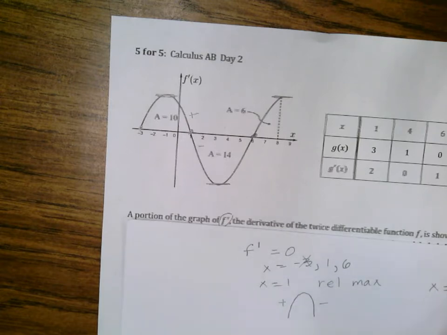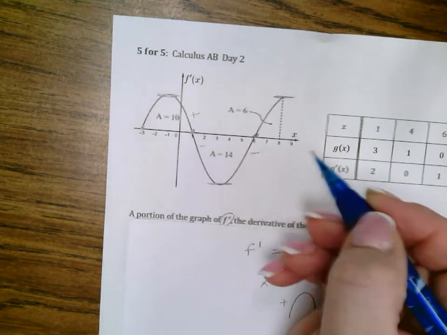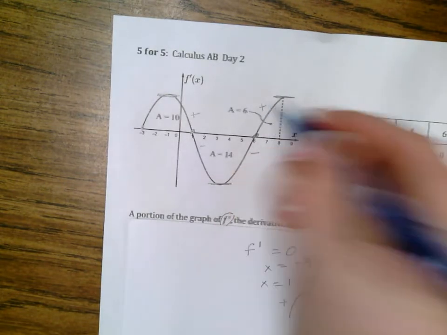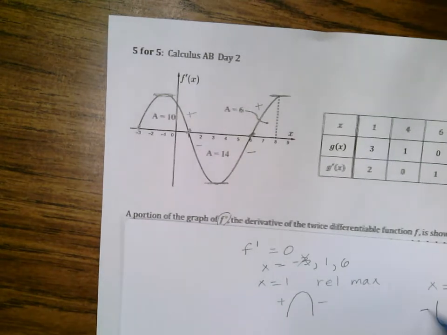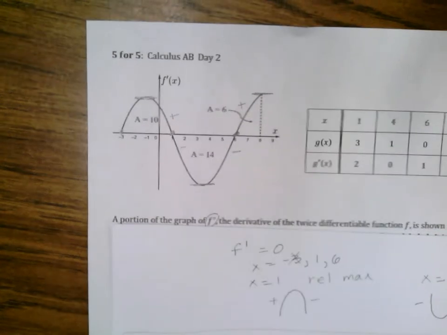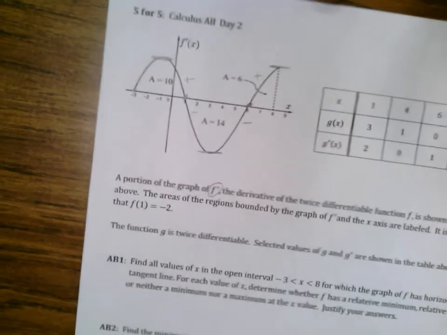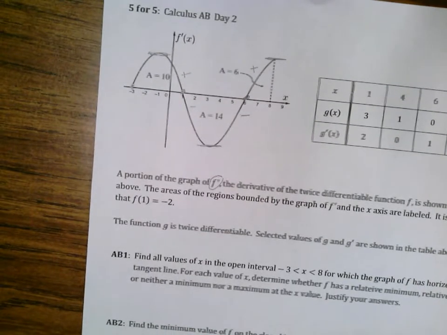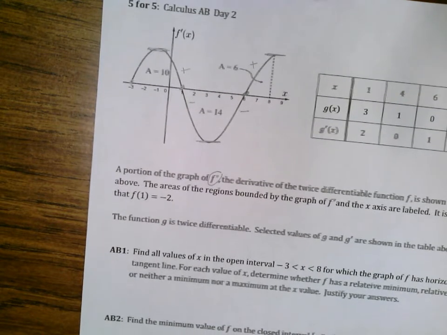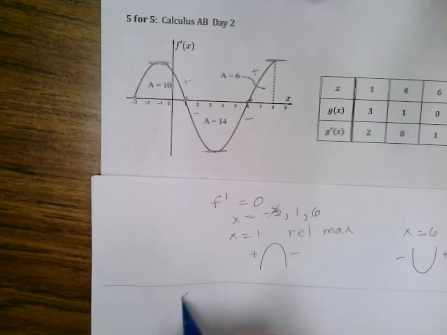For x equals 6, it does the reverse. It goes from below the x-axis to above the x-axis. So that's negative to positive, and that's a relative min. So that's what number 1 needed to say. For AB2, it said find the minimum value of f on the closed interval from -3 to 8. I got a lot of this: x equals 6.